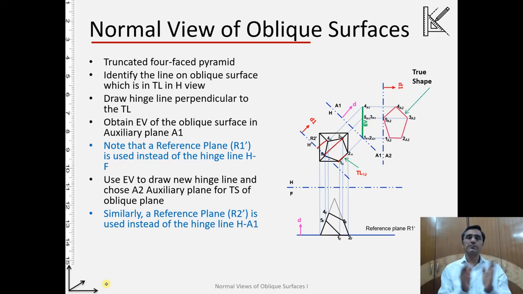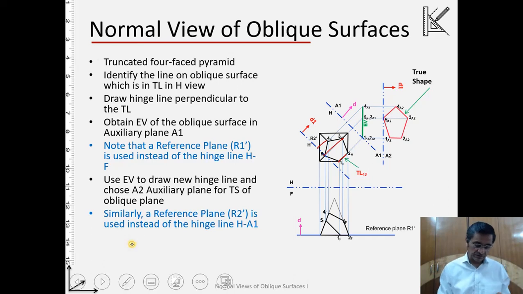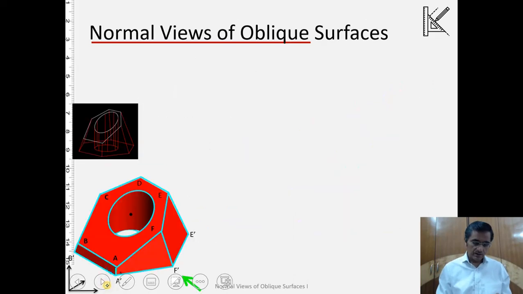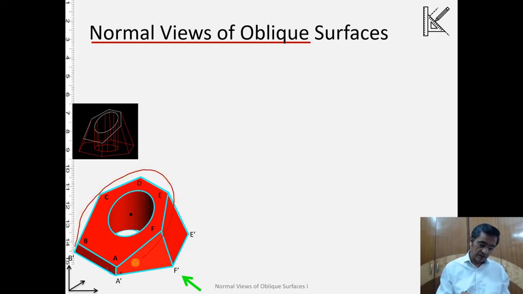So the concepts are the same, whatever we are discussing in all the problems. Now this is the final problem for today, and we have to draw the normal view of the given oblique surface, which is A, B, C, D, E, F. For this, first we will create the frontal view and the top view. Let us go about it. Once we have the frontal and top, then we will create the auxiliary view, and on that A, B, C, D, E, F will be projected as the normal view. Let us do it.